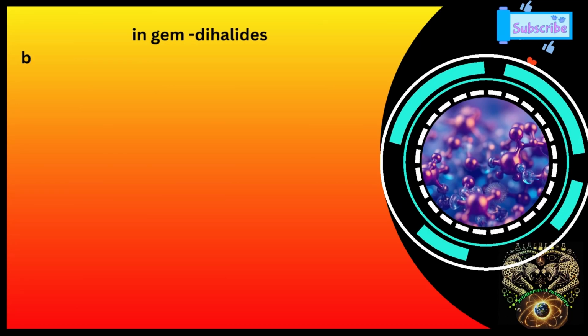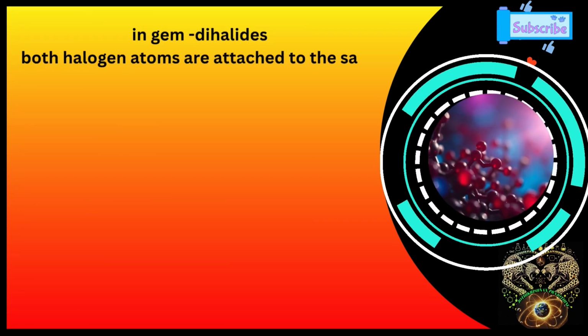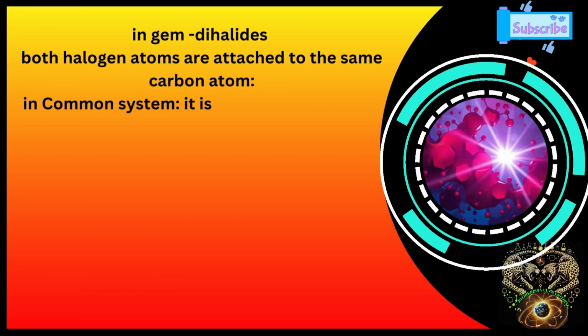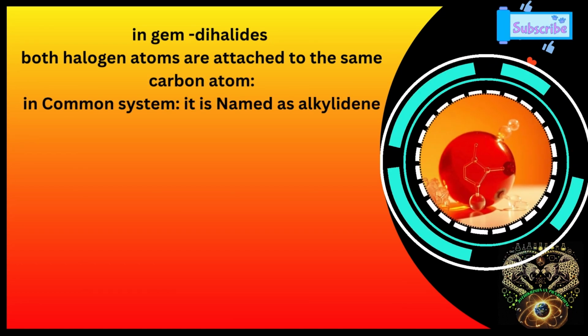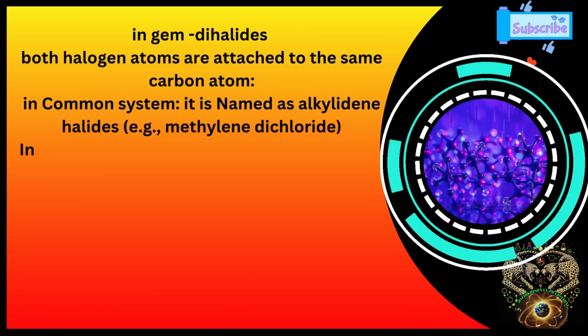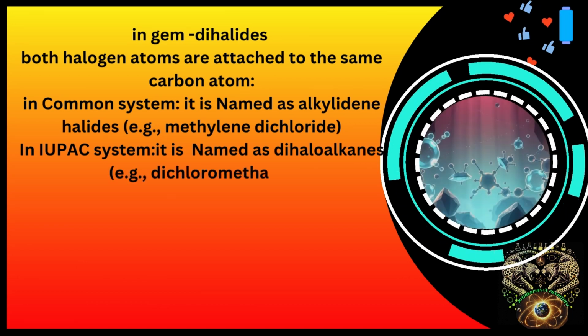Dihaloalkanes are further classified based on the position of the halogen atoms into geminal dihalides and vicinal dihalides. In geminal dihalides, both halogen atoms are attached to the same carbon atom. In the common system, it is named as alkylidene halides. Methylidene dichloride is an example of this. In the IUPAC system, it is named as dihaloalkanes. Dichloromethane is an example of this.